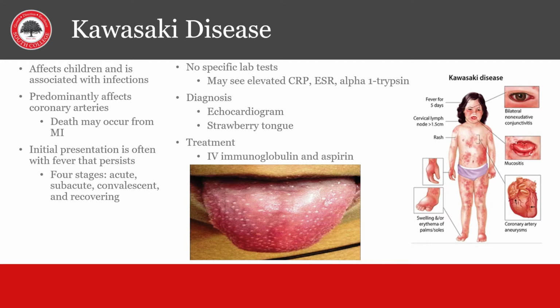Kawasaki's disease is rare but dangerous and follows a viral infection in a child. The child will have a systemic vasculitis that can lead to a myocardial infarction. They must be monitored closely and may require IV immunoglobulin and aspirin. They have a characteristic rash, and the strawberry tongue finding is common in the presentation. CRP and ESR are elevated.